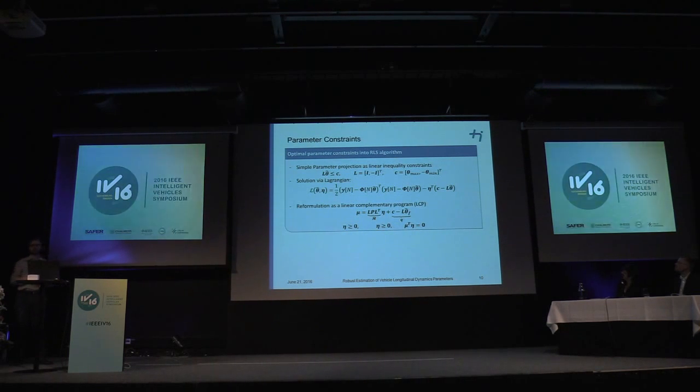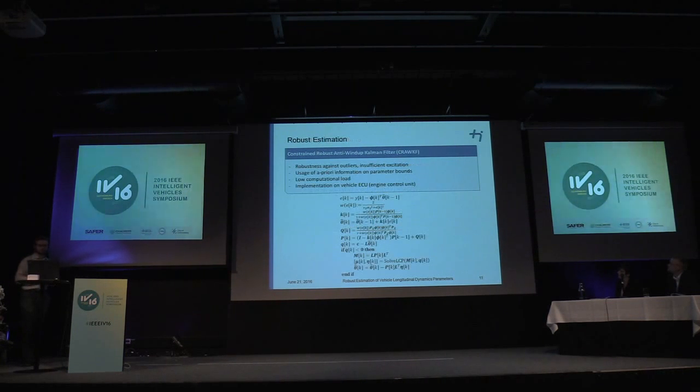So we used an optimization-based RLS algorithm where you put the parameter bounds into linear inequality constraints. Then you form a Lagrangian of the normal RLS cost function together with these linear inequality constraints. And you reformulate this as a linear complementarity program, which can be solved by computationally efficient pivoting algorithms. Yeah, that's the ROLL algorithm.